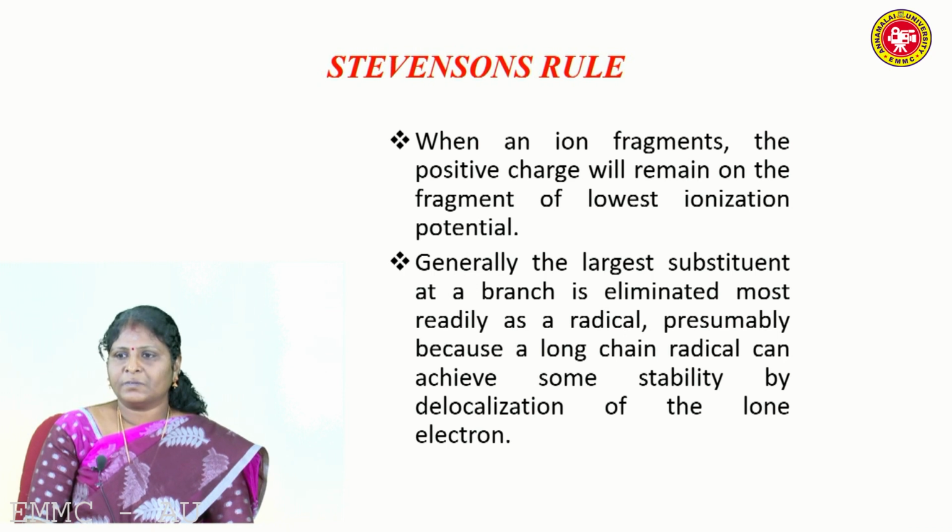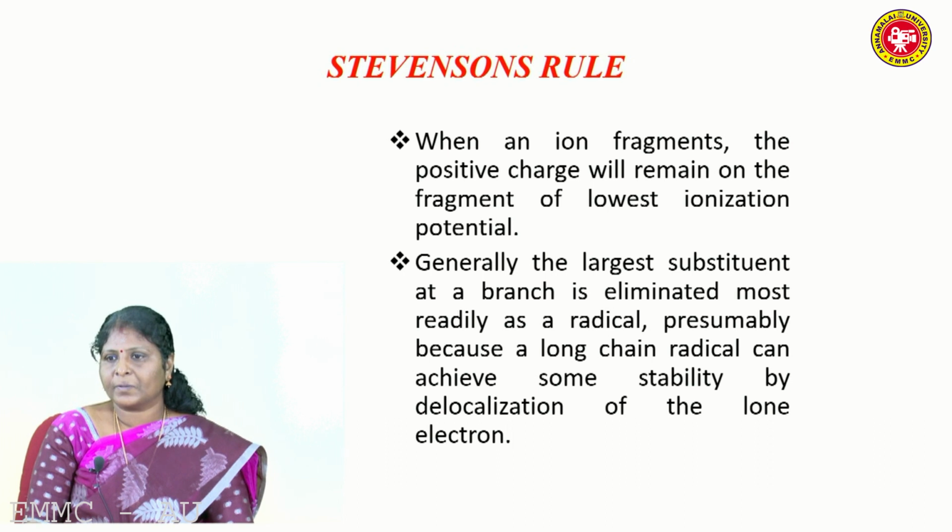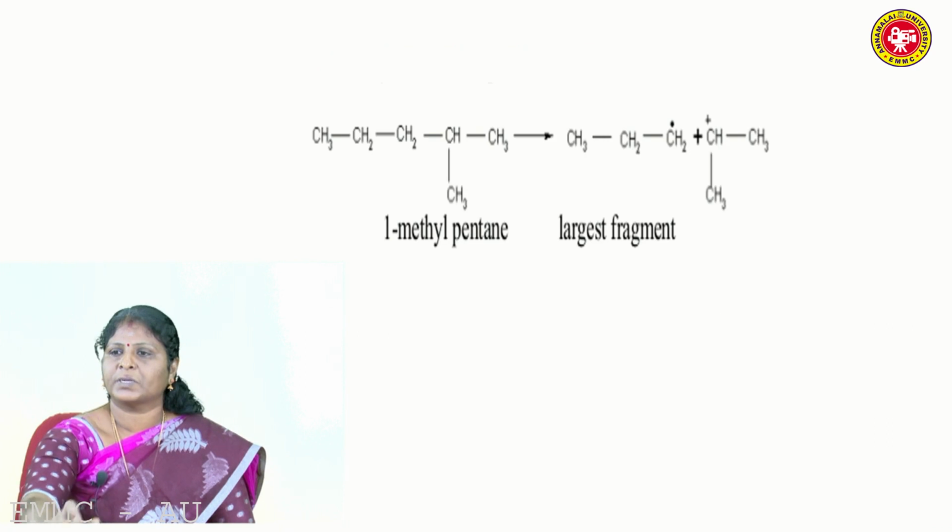Stevenson's rule is very useful in predicting what type of fragments we are expecting from the molecules. When an ion fragments, the positive charge will remain on the fragment of low ionization potential. That means, generally, the largest substituent at a branch is eliminated most readily as a radical, presumably because a long chain radical can achieve some stability by delocalization of the lone electron.